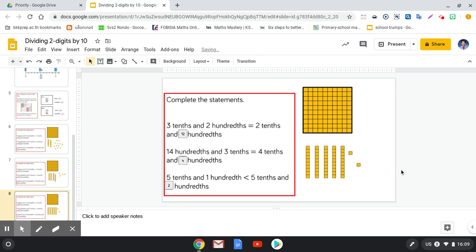But I could equally put 3 hundredths, 4 hundredths, 5 hundredths, 6 hundredths, anything that's bigger than 1 hundredth. So that's quite an open question there. So check your answers. Were you correct?